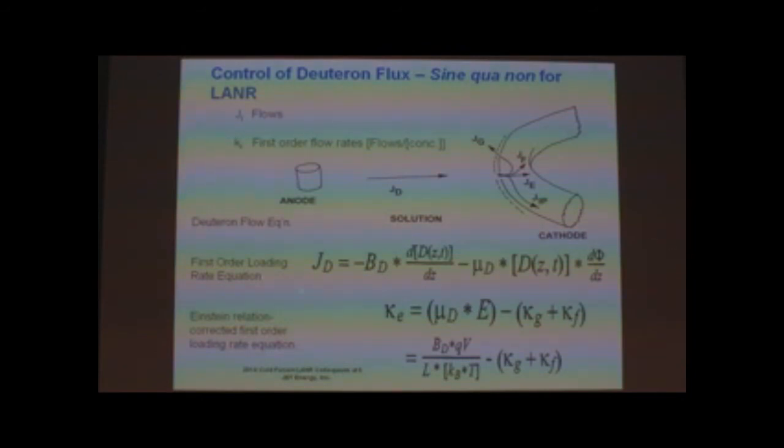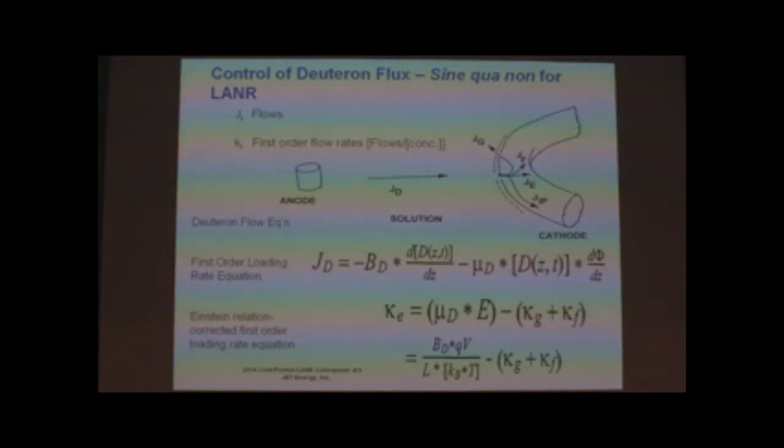Now, if we take the flow equation and we divide by the concentration of deuterium, we get the first order rate equation. And what this says is that the first order rate of entry of deuterons to the metal is equal to the electrophoretic mobility times the electric field, makes sense, minus what goes up in the gas, minus what fuses. Now, this is on the order of zero, because even if we have full bore cold fusion, we're only burning up 10 to the 12th, 10 to the 13th deuterons per second, and that's essentially zero compared to Avogadro's number.